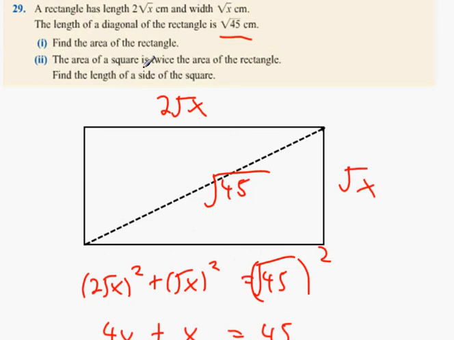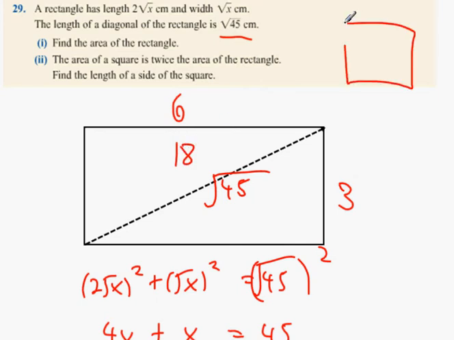The area of a square is twice the area of the rectangle. So you find the area of the rectangle. The area of the rectangle would be 2 root 9 by root 9, isn't it? Because x is 9. So what's 2 root 9? 6. What is root 9? 3. So the area of the rectangle is 18. Therefore the area of the square we're talking about is 36.